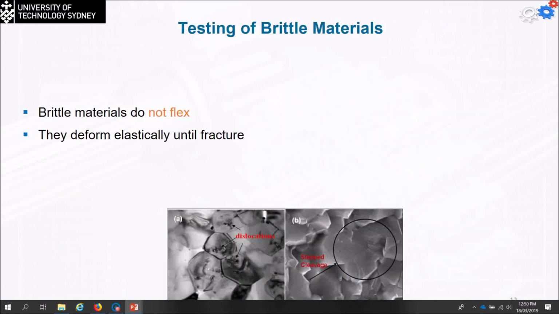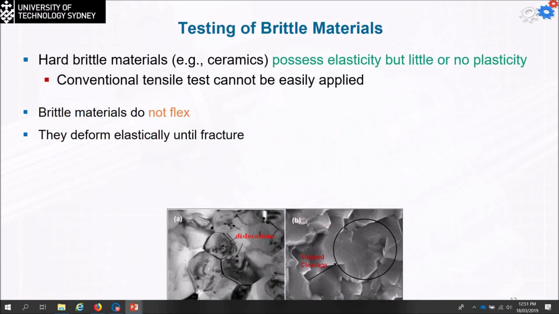So if I have a brittle material, I cannot do either the tensile test or the compression test, right? Because in the tensile test, it's going to break the minute it reaches the yield point. If I compress it, it's always going to be smashed the minute I reach the yield point. So we have a different method to test brittle materials.